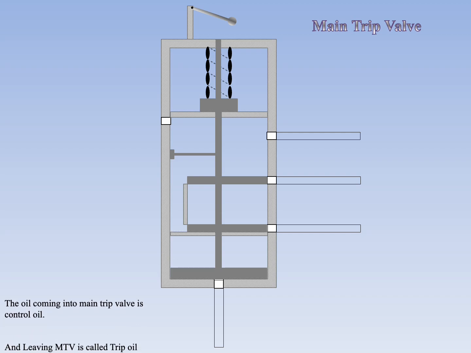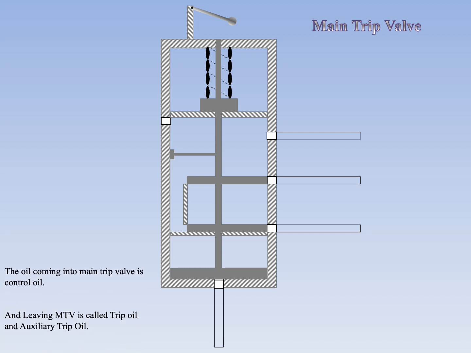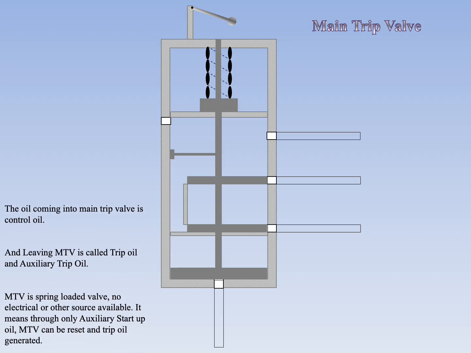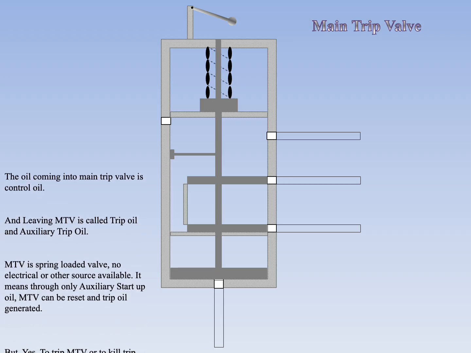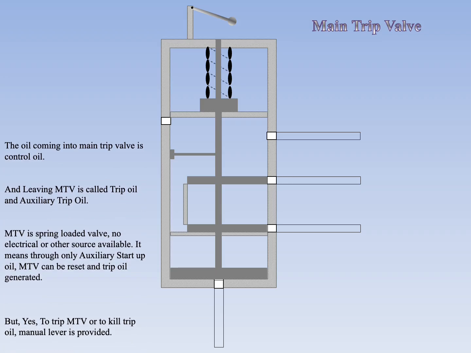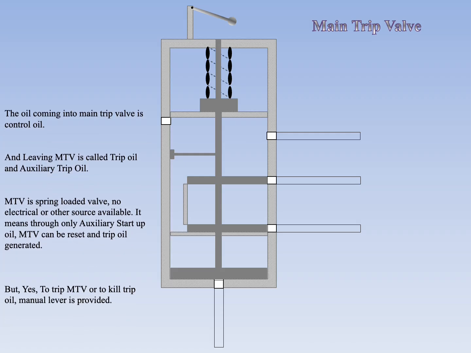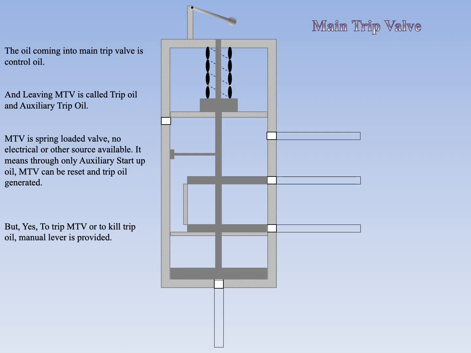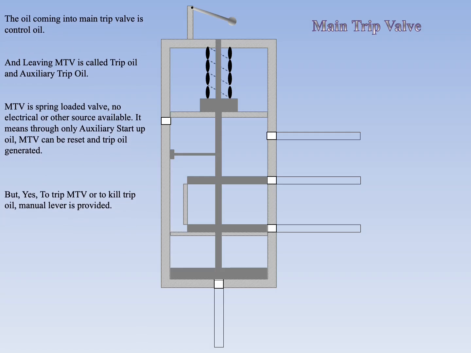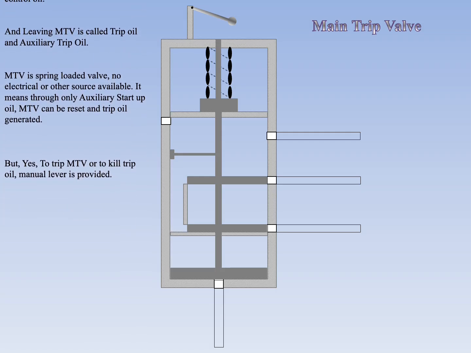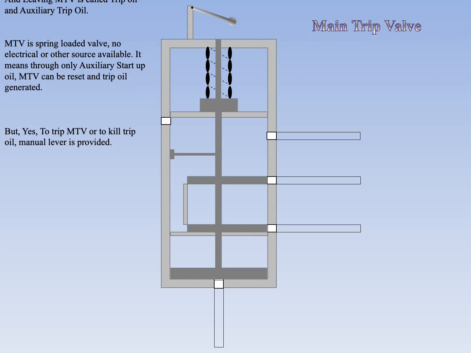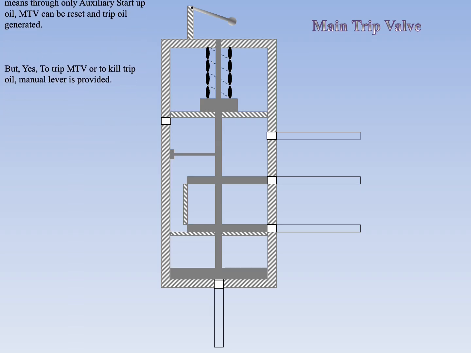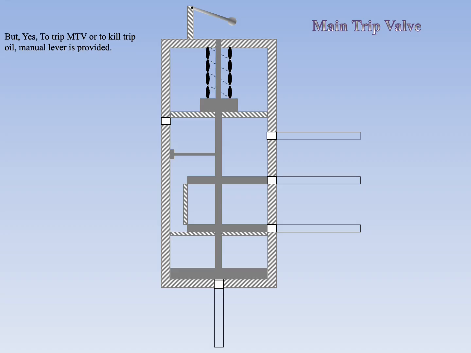The oil coming into the main trip valve is control oil. And leaving the MTV is called trip oil and auxiliary trip oil. MTV is a spring-loaded valve, with no electrical or other source available. It means only through auxiliary startup oil can MTV be reset and trip oil generated. But, yes, to trip MTV or to kill trip oil, a manual lever is provided.